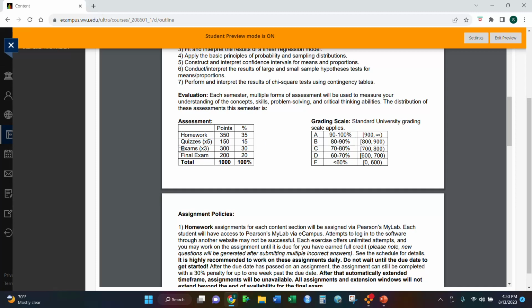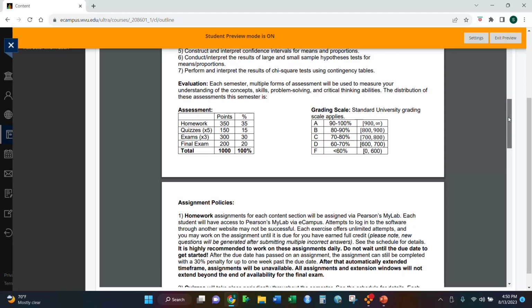As far as exams go, there are 4 exams, 3 midterms and a final. Each of the midterm exams is worth 100 points or 10% of your grade, and the final exam is worth 20% of your grade. We can talk more about the exams as we go through the syllabus, and, of course, the score. As far as the grading scale goes, I do guarantee a 90, 80, 70, 60 for assigning A, B, C, D letter grades. Anything below a 60% will earn a failing grade.